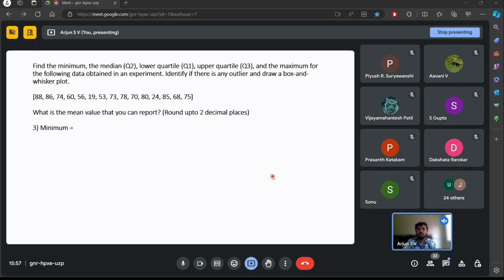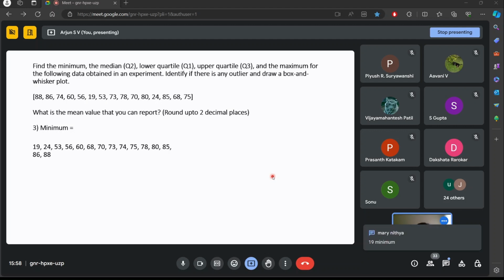Yeah. So question number 3: find the minimum, median, that is Q2, lower quartile, upper quartile, and the maximum for the following data obtained in an experiment. Identify if there is any outlier and draw a box and whisker plot. So before going to solve the next 5 or 6 questions, it's a wise method to find all the parameters and try to get the whisker plot parameters.